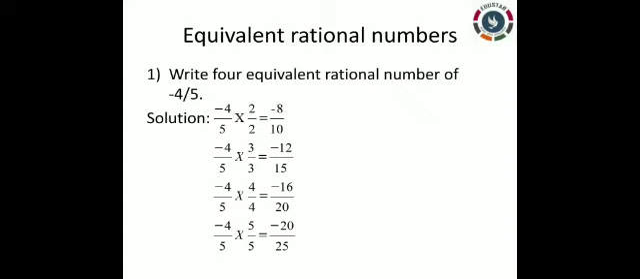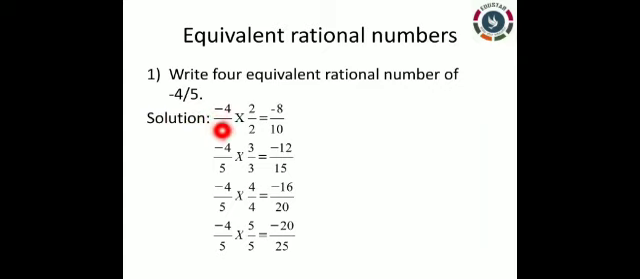Now we will see equivalent rational numbers. Just as with multiplication, the division of the numerator and denominator by the same non-zero integer also gives equivalent rational numbers. Let us see the example. Question number 1. Write 4 equivalent rational numbers of minus 4 by 5. Let us see the solution.